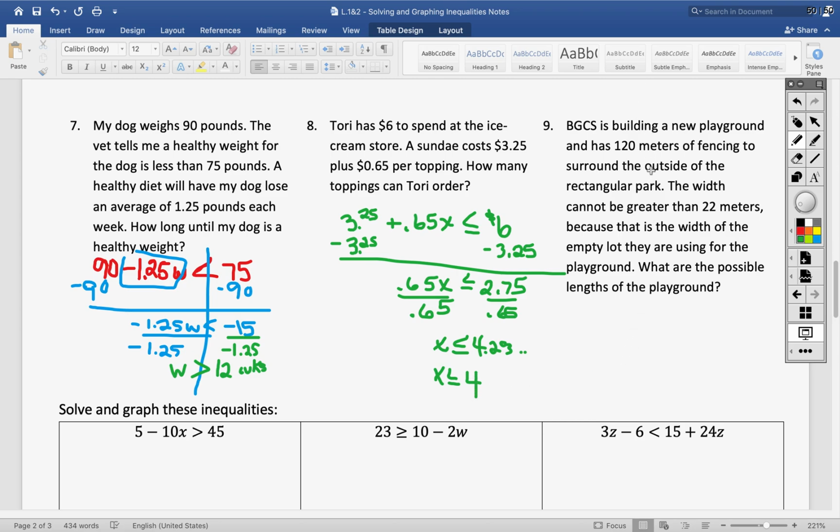Okay. Beech Grove is building a new playground and has 120 meters of fencing to surround the outside of the rectangular park. So here's the park. So this is the width, this is the length, this is the width, this is the length. So around the outside is going to be 2W plus 2L. And that has to be less than or equal to 120. Why? Because that's all the fencing they have.